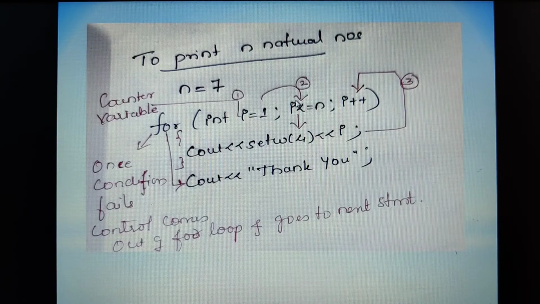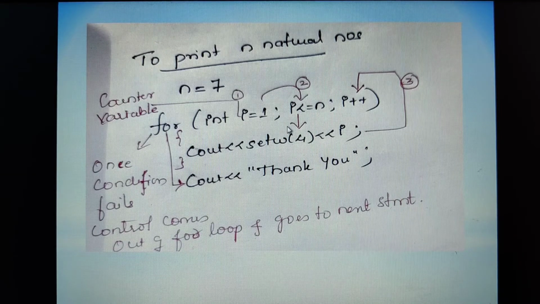Once the control comes here, it checks the condition. What is the condition I am referring to? i should be less than or equal to n. That means, what is the value of i, children? The value of i is 1. Whether 1 is less than or equal to, what is the value of n? That is 7. Is 1 less than or equal to 7? Yes, the condition is true.